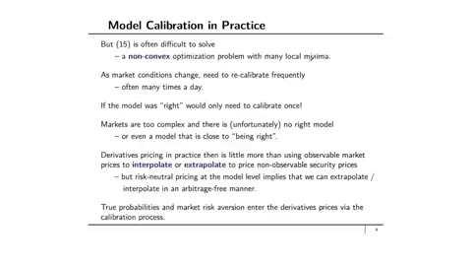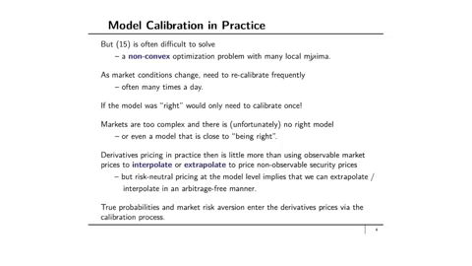As market conditions change, we often find that we need to recalibrate frequently, often many times a day. If the model was right, then actually you would only need to calibrate once. So in fact, your model typically in practice is not right. It's never even close to being right. We always need to recalibrate it. This is very different to the situation in the physical sciences, for example, where typically if you have the right model, then you don't need to recalibrate it very often. In finance, unfortunately, you do.